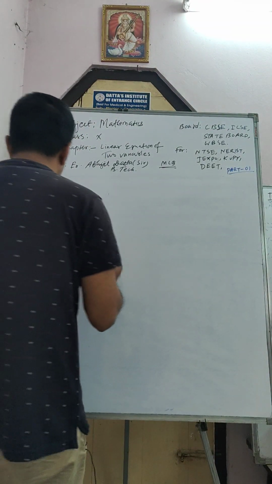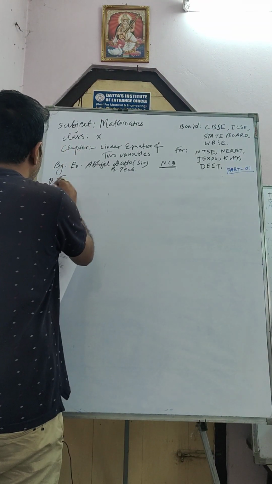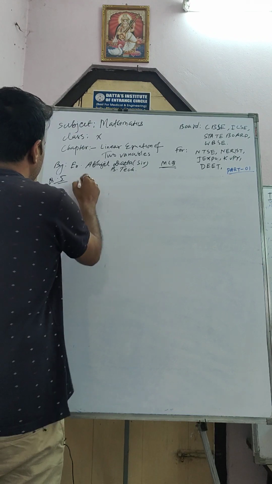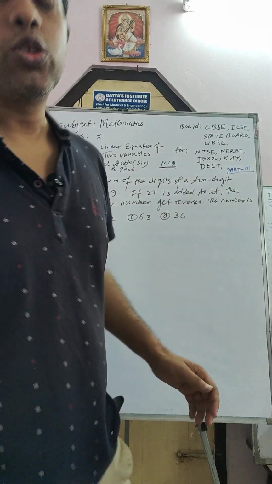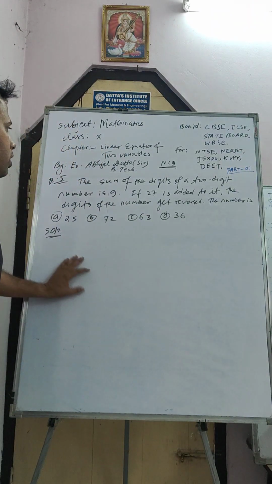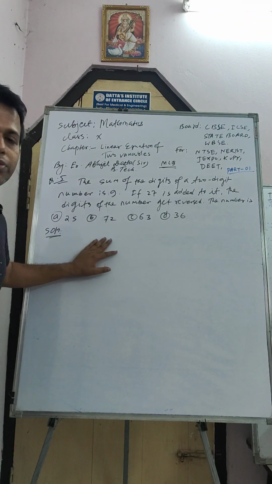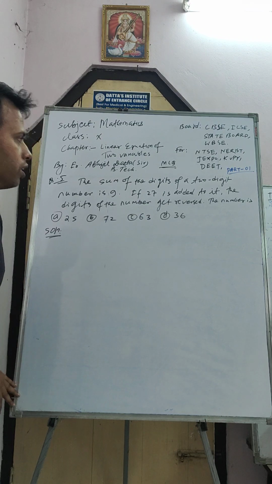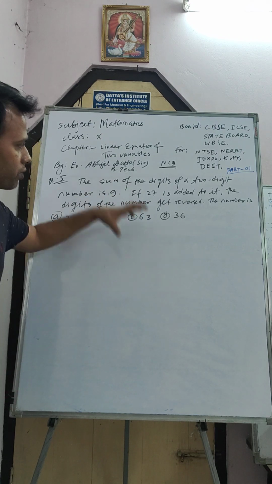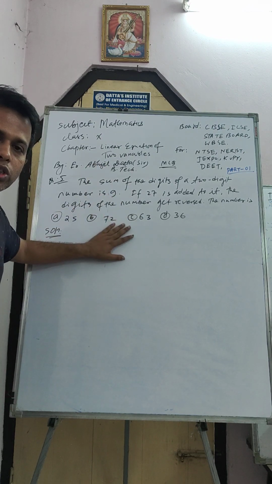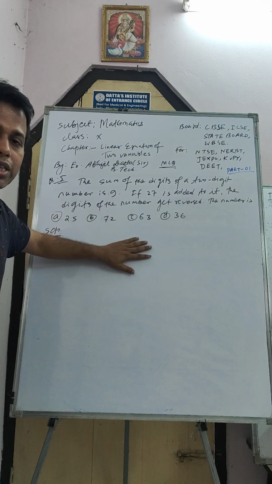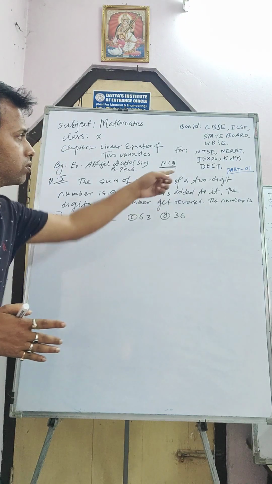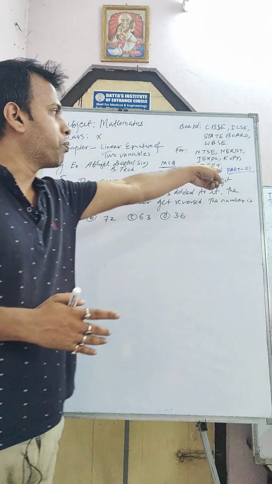So our next question came from application based. So students, our next question, question number 5, the sum of the digits, is from the application of linear equation. Another video will come on this topic. This is one question, and another question I will do from application in a separate video, that will be part number 2.